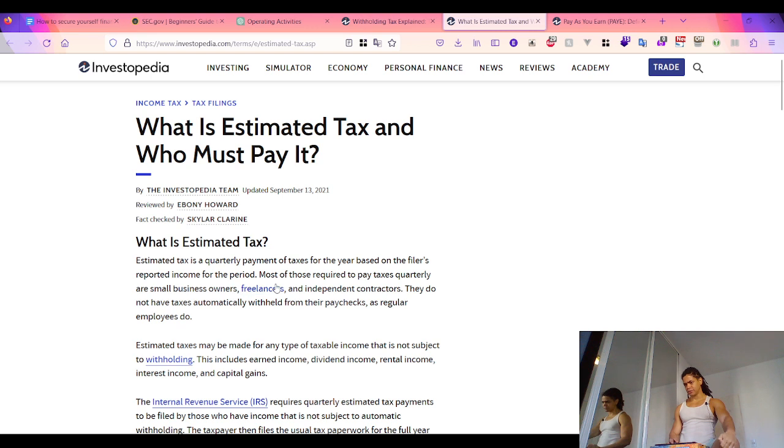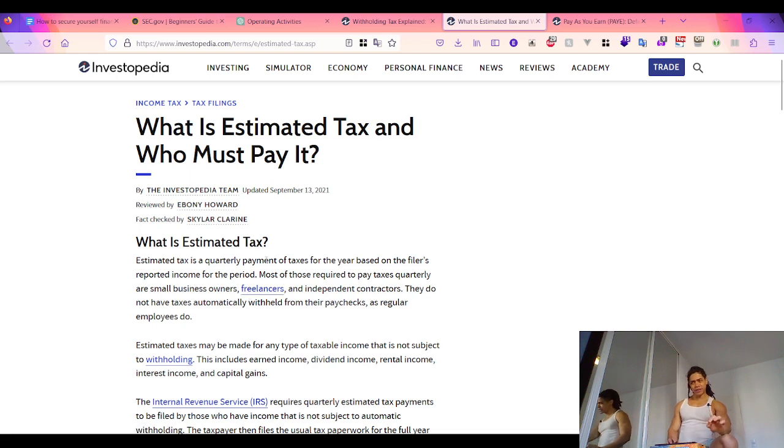Quarterly payment of taxes on the filer's reported income for the period. Most of those required to pay taxes quarterly are small business owners, exactly.